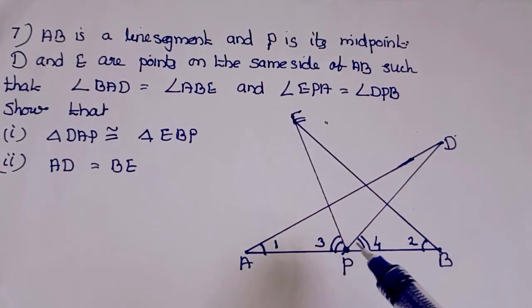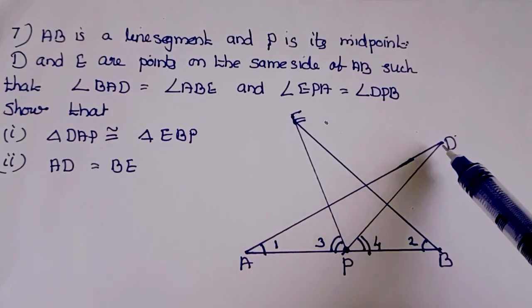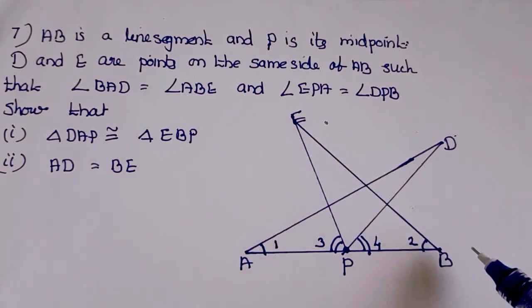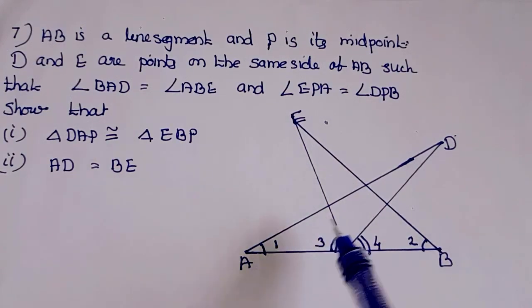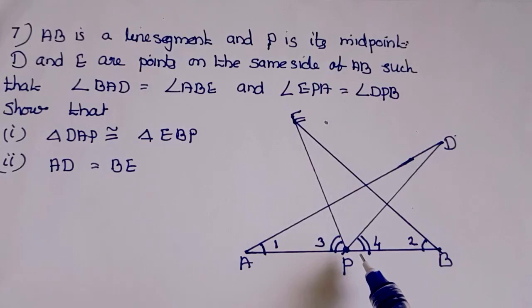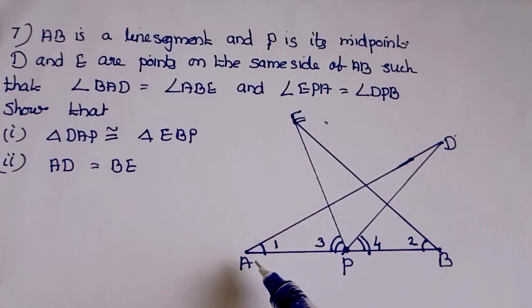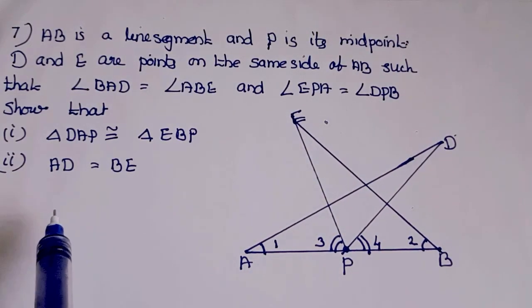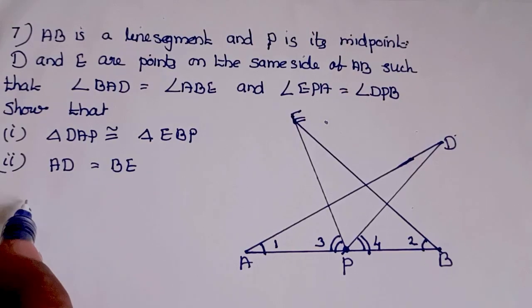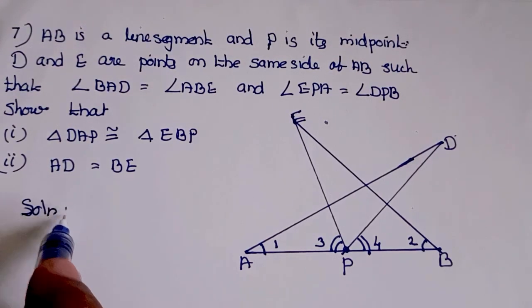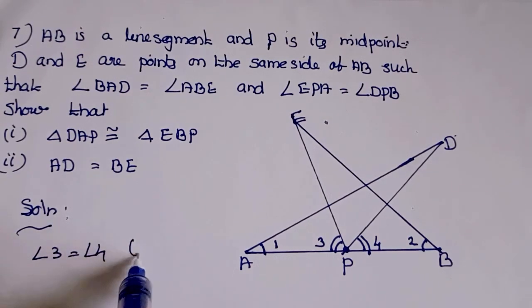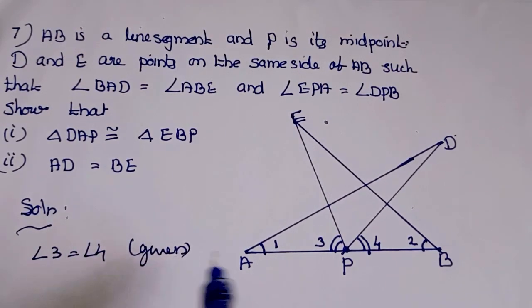And we have to prove that triangle DAP is congruent to triangle EBP. And also we have to prove that AD equals BE. Okay, for that, first the solution. Angle 3 equals angle 4, reason given. It is given that these two angles are equal, isn't it?